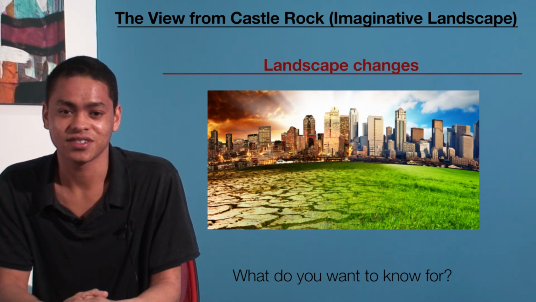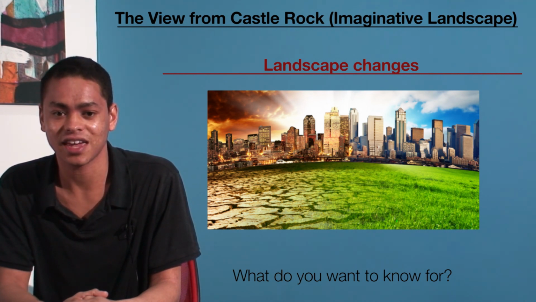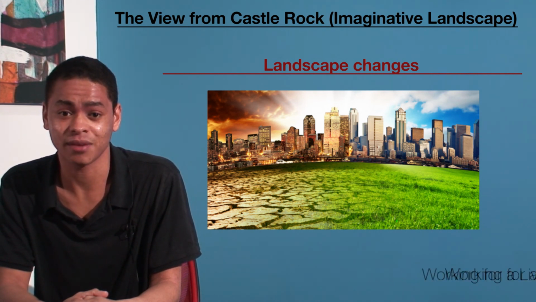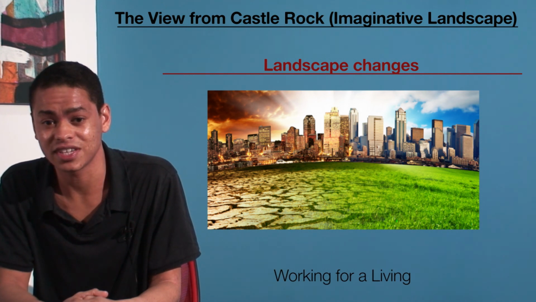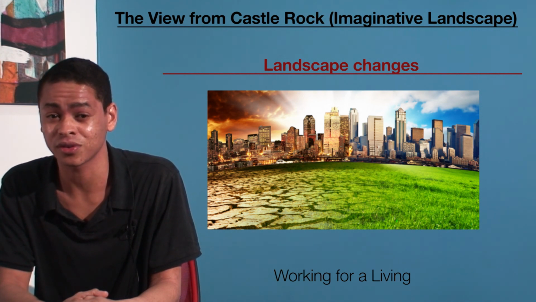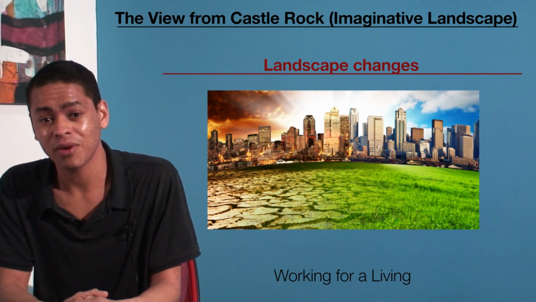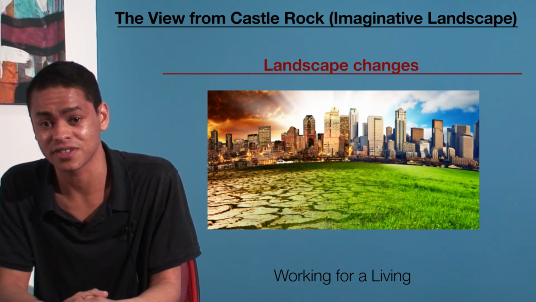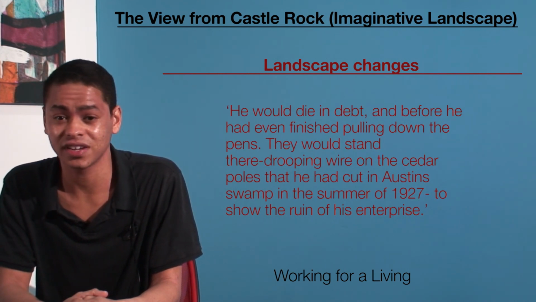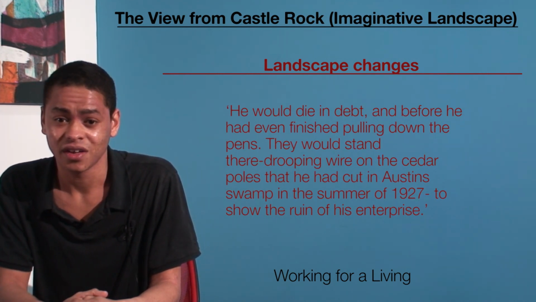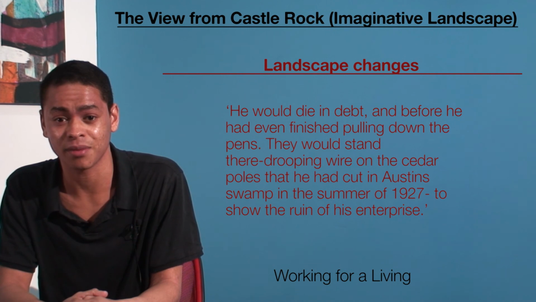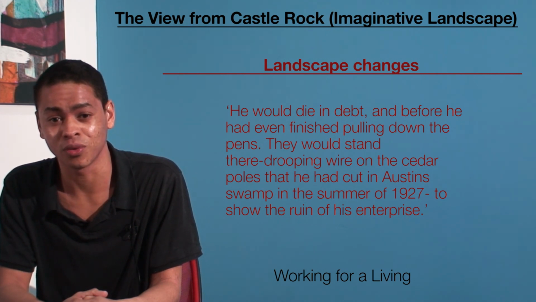Beyond these physical changes, Munro's stories also consider how a landscape can shift in meaning over time. The fox pens the narrator's father uses to raise animals for fur are described in vivid detail in Working for a Living, conveying their physical complexity and financial and emotional significance to her father. However, after the collapse of the family's fur business, the pens become negative to him. He would die in debt, and before he had even finished pulling down the pens, they would stand there, drooping wire on the cedar poles that he had cut in the Austin swamp in the summer of 1927 to show the ruin of his enterprise.